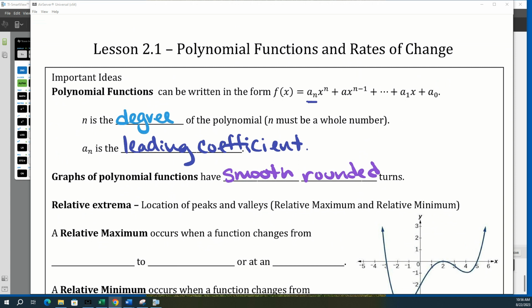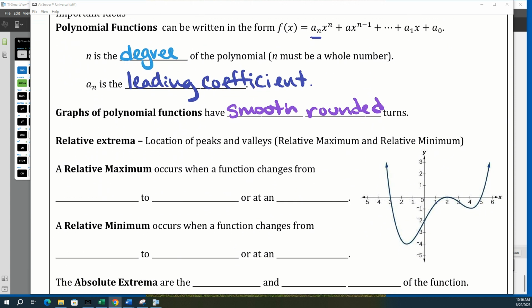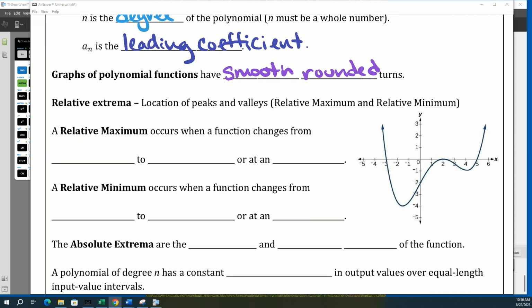Okay, and then another word to describe relative maximum values and relative minimum values is relative extrema. That just includes all of them, and it's going to be the location of the peaks and the valleys. And something you might have heard in Algebra 2 that you'll definitely hear from me quite a bit is that a relative maximum occurs when a function changes from increasing to decreasing. So that's going to create a relative maximum. So the function changes from increasing to decreasing.